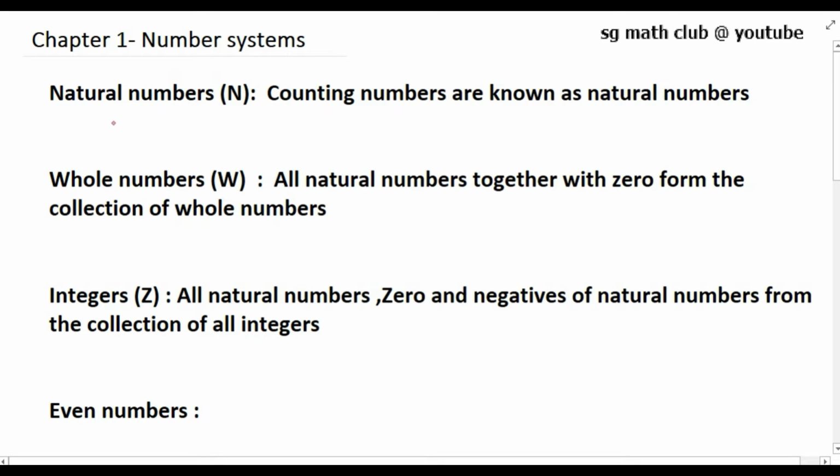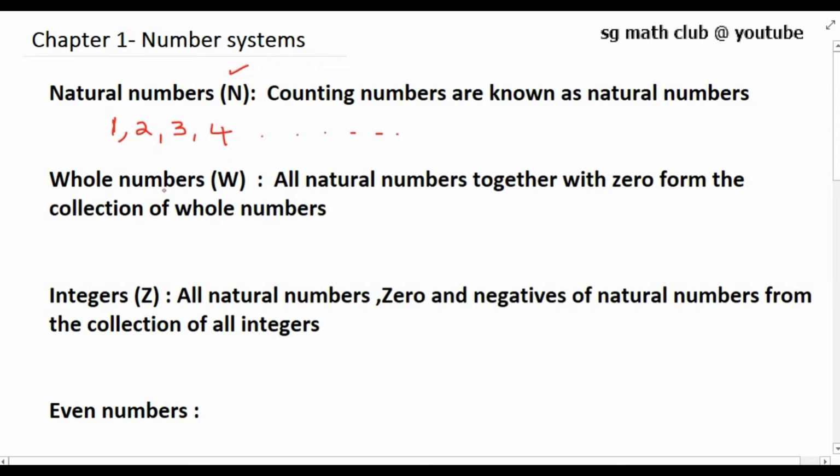You know, natural numbers start from 1. 1 is the smallest natural number. 1, 2, 3, 4, etc. are called natural numbers. These are counting numbers and they are called natural numbers. It is denoted by capital letter N. And the smallest natural number is 1.